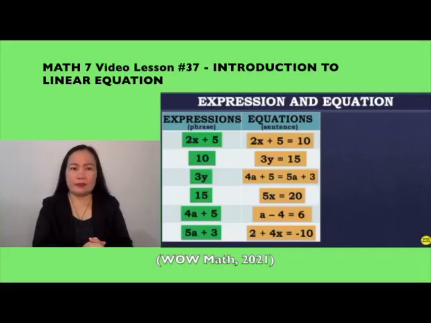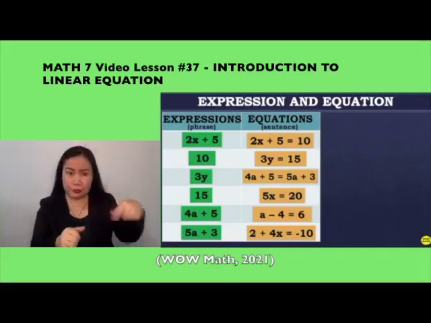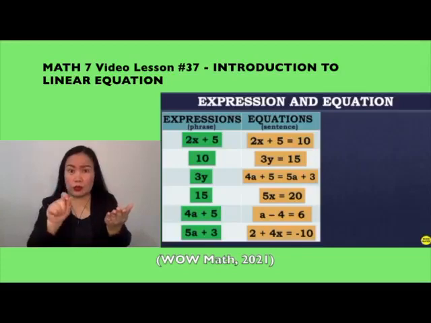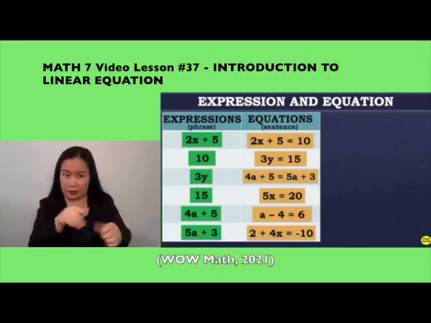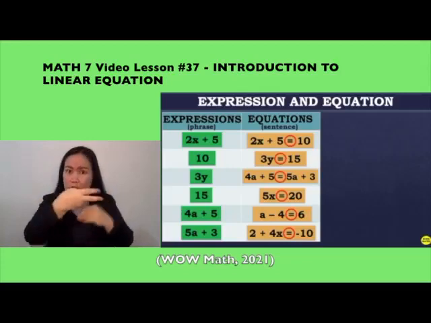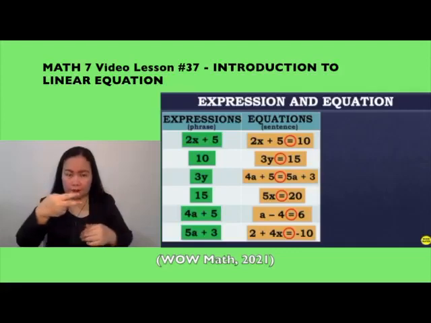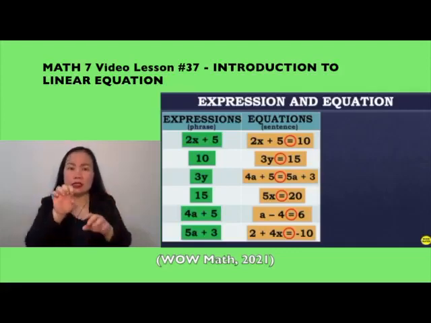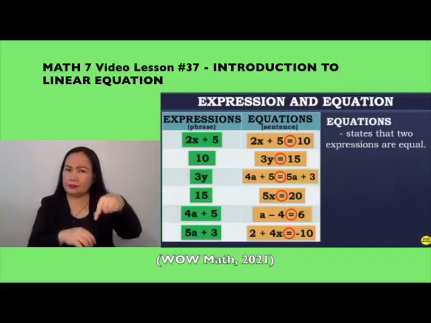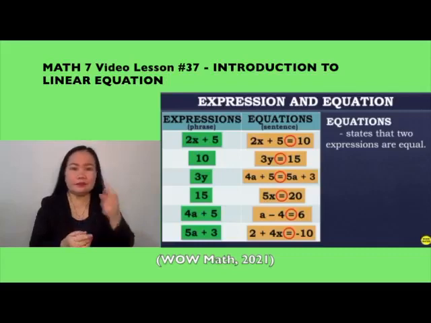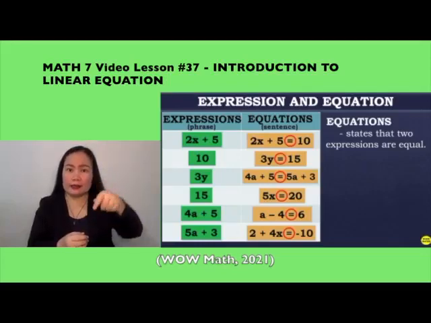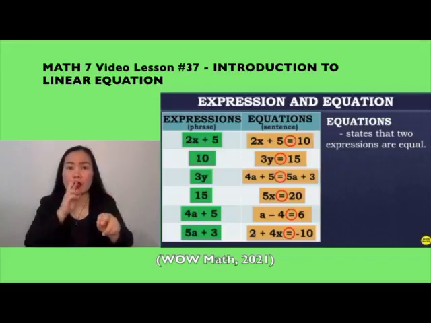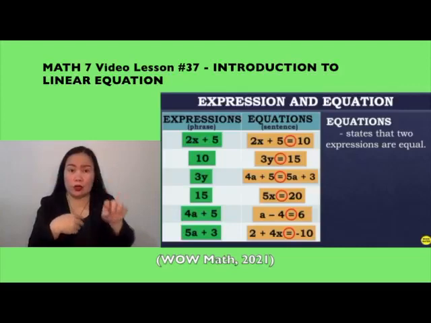Ma'am, paano po namin malalaman na equation na po siya, na naka-sentence siya? Okay, kapag meron na po tayong equal sign. Kapag nakita po natin na meron po tayong equal sign, so that is already an equation. Alright? So, sige nga, discuss natin. Ano nga ba ang equation? It states that two expressions are equal. So, sinasabi nito na paano natin malalaman na equation sila kapag meron kang dalawang expressions na equal.